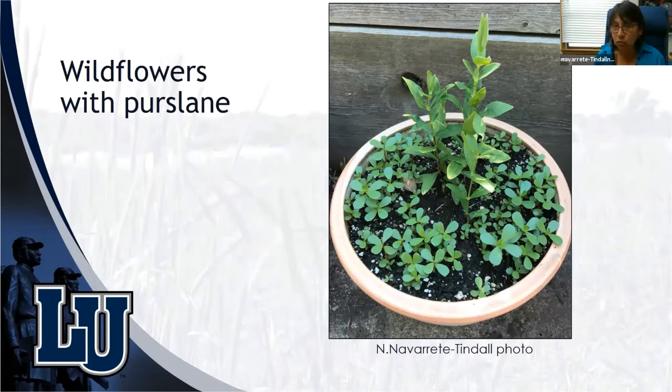Another example is this little pot that I have at home. I like to grow wildflowers in pots too. So I had purslane coming up on its own. As you can see, it's pretty prolific. But what I do is harvest it because I love eating purslane. So I let it grow. It helps me protect from other weeds. Purslane can be a weed, but it's edible and it looks pretty.